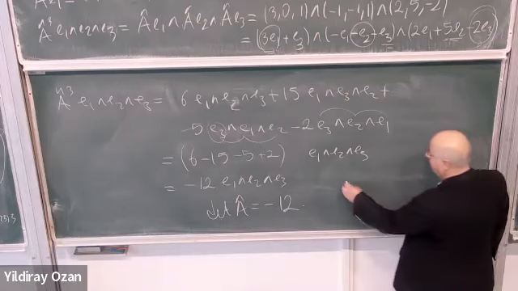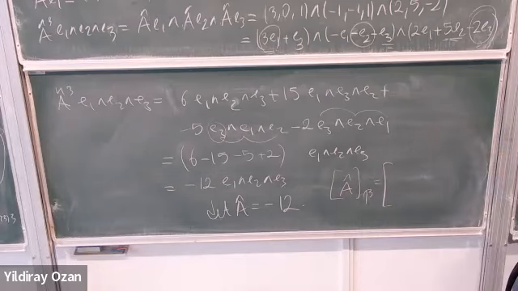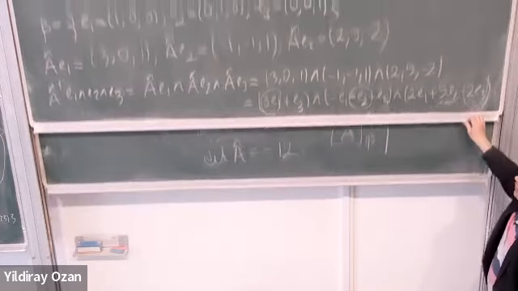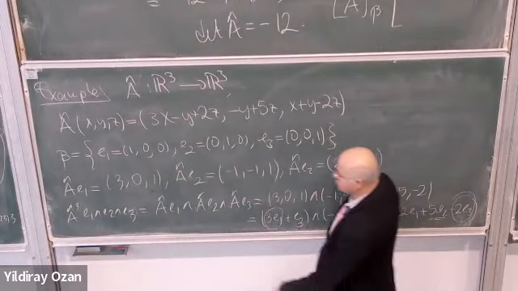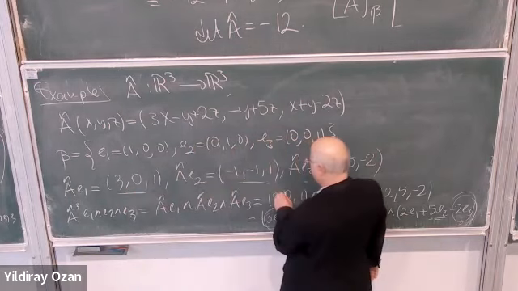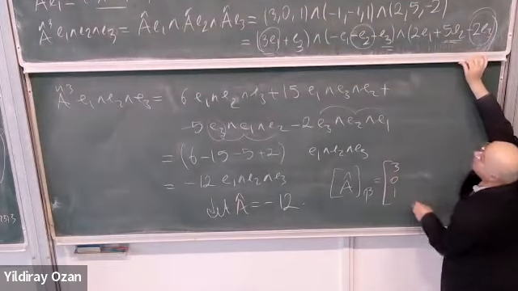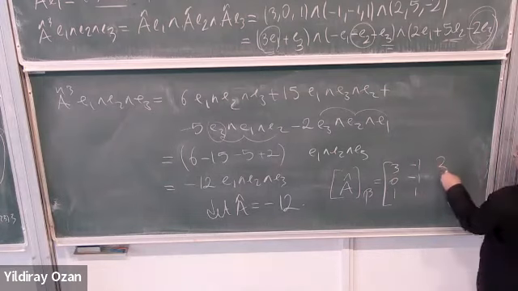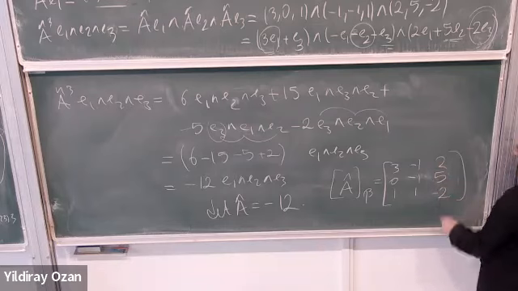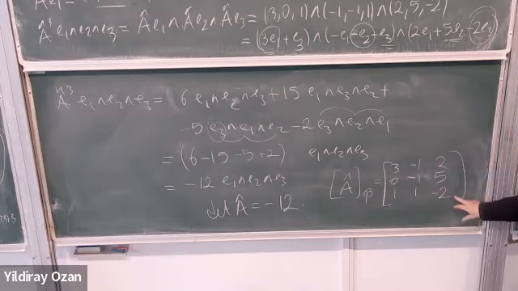Şöyle de yapabilirdiniz tabii. The matrix representation of A hat in this basis is what? According to the definition of the matrix representation, these will be the columns, right? So (3, 0, 1), (minus 1, minus 1, 1), and (2, 5, minus 2). So minus 12 is just the determinant of this matrix also. Tamam mı?